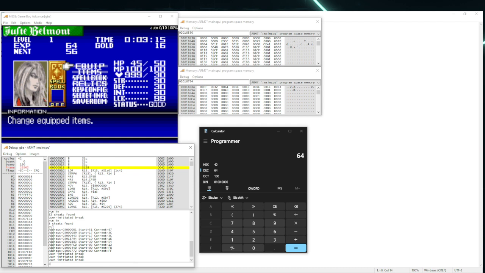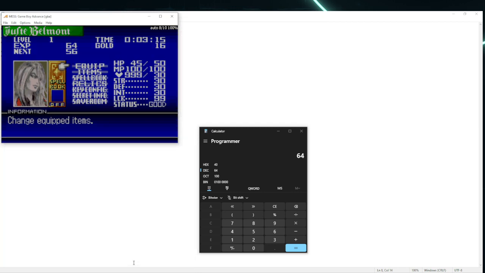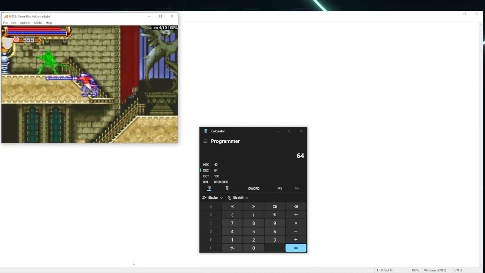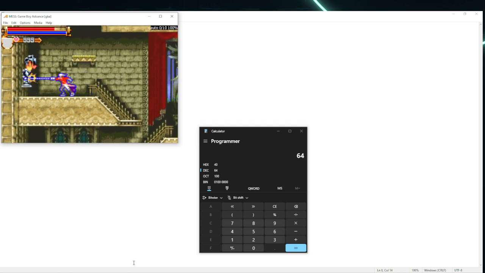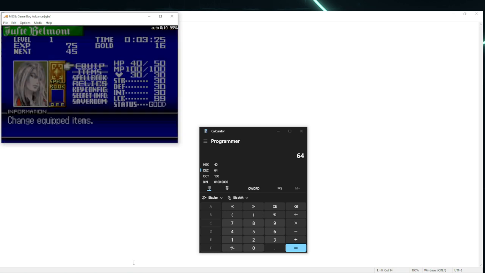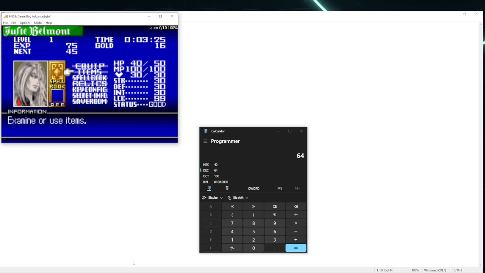So CI for cheat initiate. CN equals, and we know what it is in hexadecimal, which is 40. And press enter. I found 193 cheats. Let's go back in the game, kill a few enemies, get some more experience. You see the hearts went down to 30, because once we gained some, it reset to the max because we already had over the max.